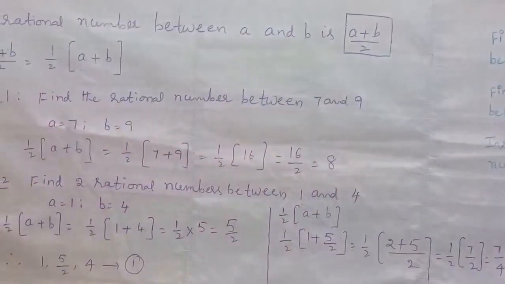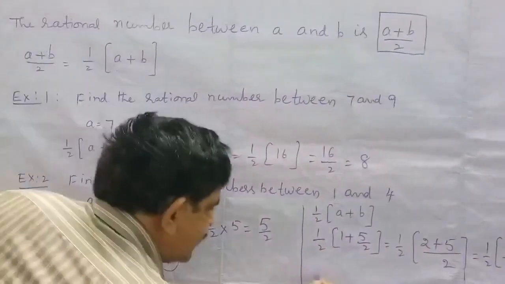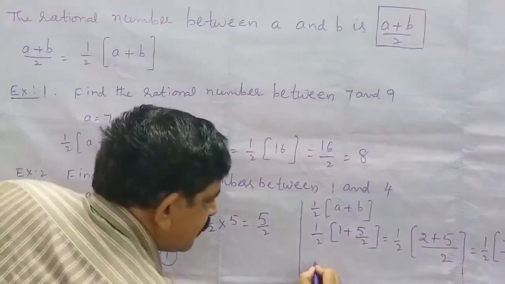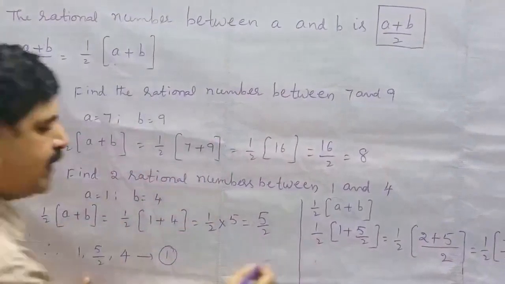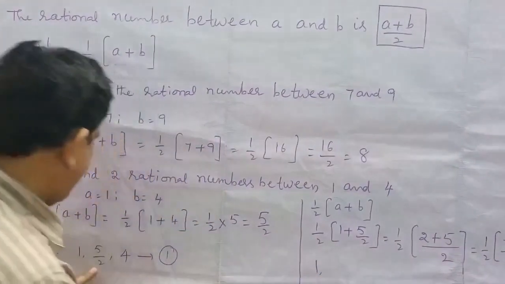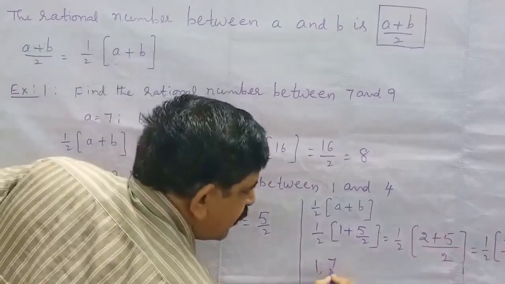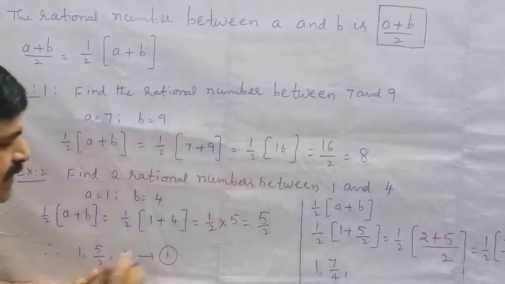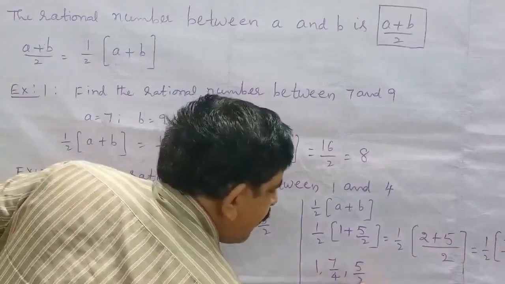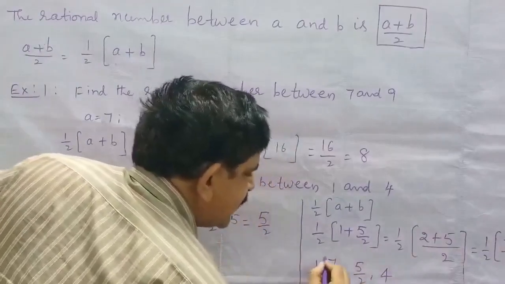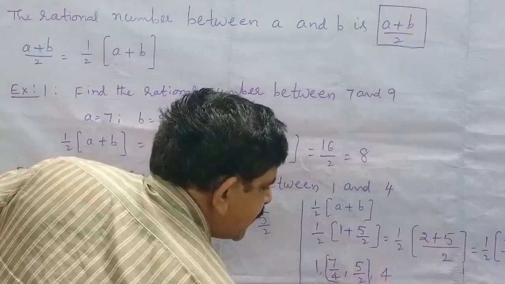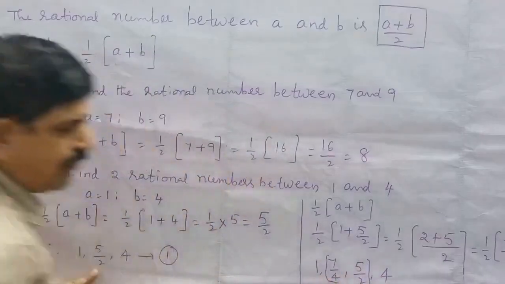Now the second rational number between 1 and 5 by 2 is 7 by 4, so we have 1, 7 by 4, 5 by 2, 4. So these are the two rational numbers between 1 and 4. Got it, children?